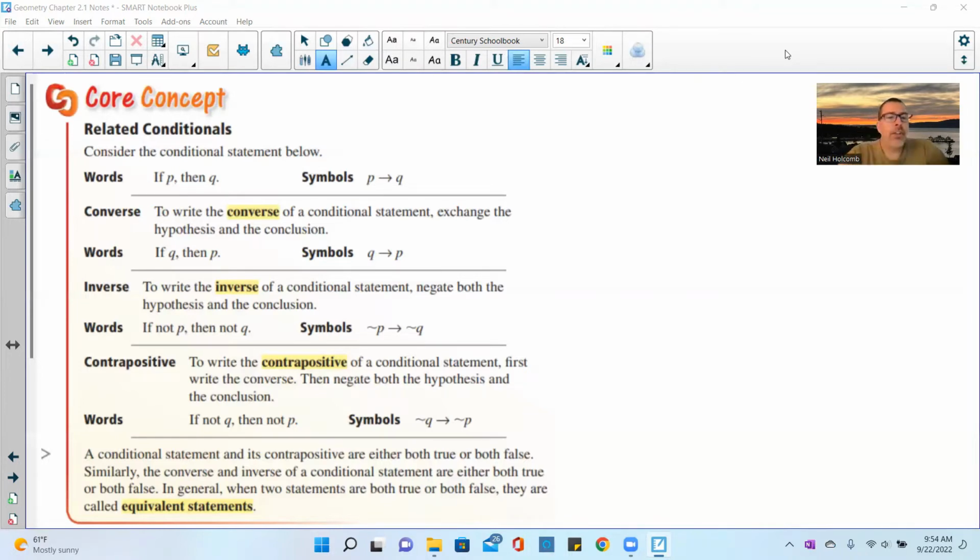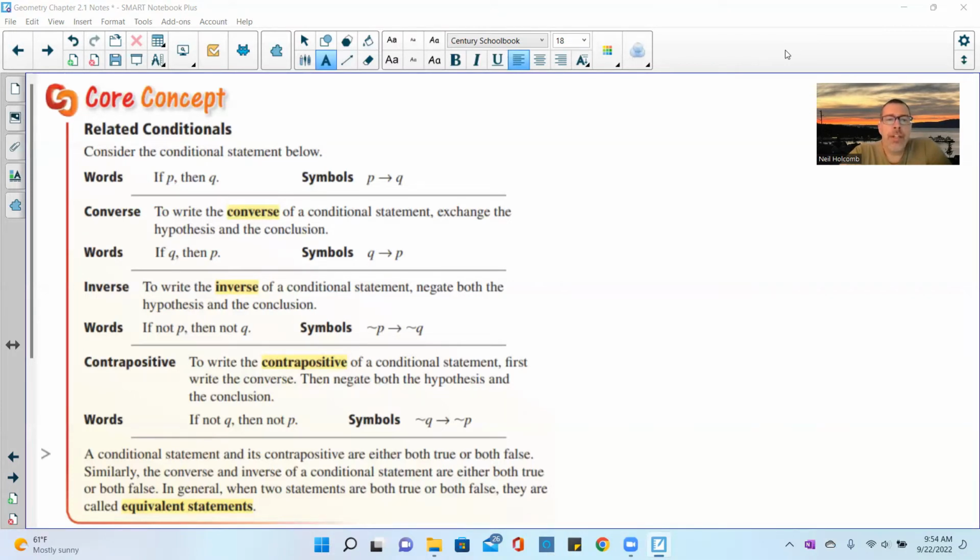P. So the inverse: to write the inverse of a conditional statement, negate both the hypothesis and the conclusion. So if not P, then not Q would be the inverse of if P, then Q. You'd negate both. Symbol is not P implies not Q.